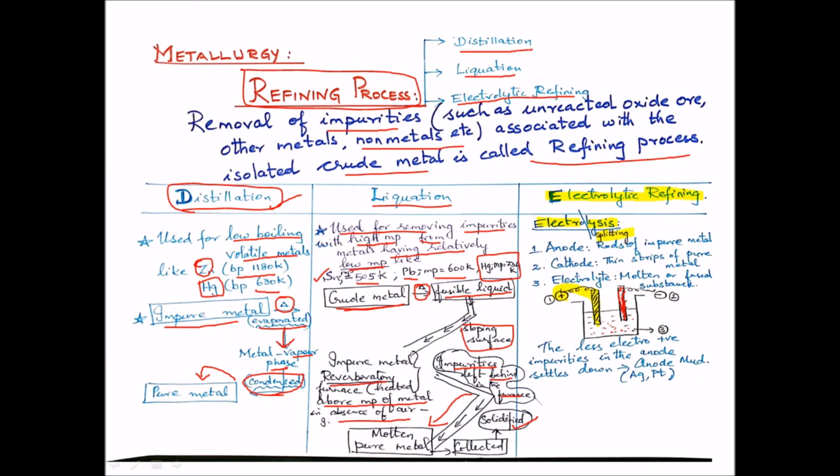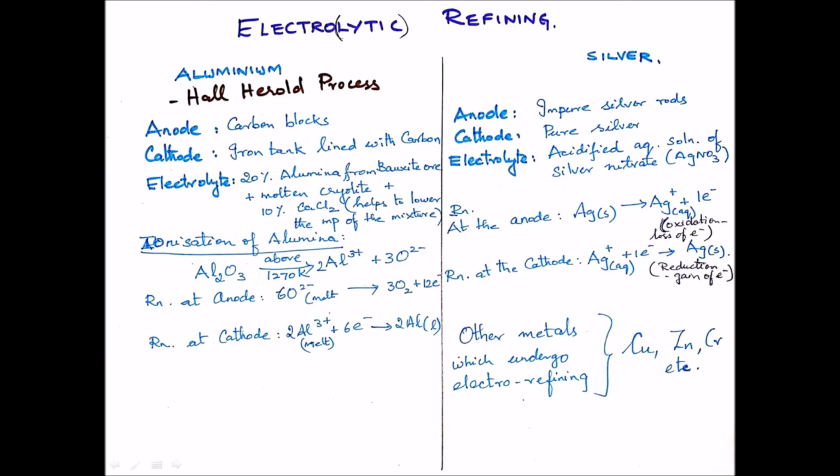The metal of interest dissolves from the anode and passes into the solution, while the same amount of metal ions from the solution will be deposited at the cathode. During electrolysis, the less electropositive impurities in the anode settle down as anode mud, which can be removed. We have already seen the electrolytic refining of aluminium by the Hall-Heroult process. Now let us understand electrolytic refining by considering silver as an example.